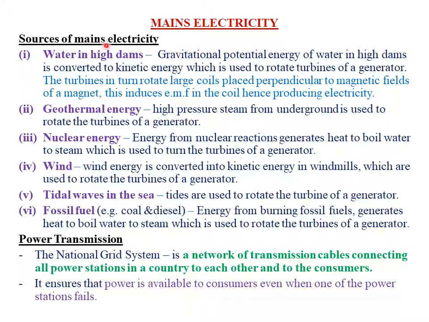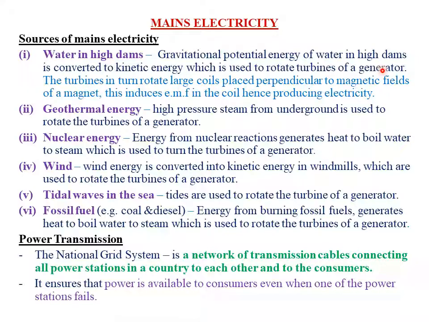Now, let's look at some of the main sources of electricity. The first source is water in high dams. Remember that the gravitational potential energy of water in high dams is usually converted to kinetic energy whenever water is released through some waterfalls or narrow streams. So the gravitational potential energy possessed by the water held in a dam, when it is released, is converted to kinetic energy, that is, energy in motion, as the water moves through the waterfalls. This kinetic energy is used to rotate the turbines of a generator.